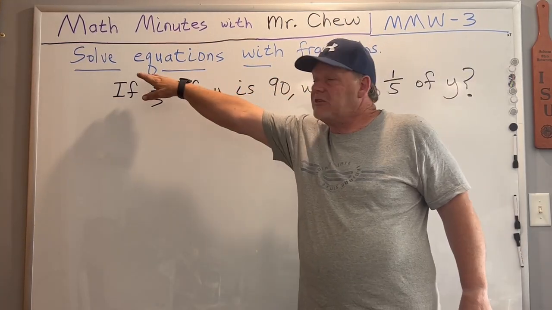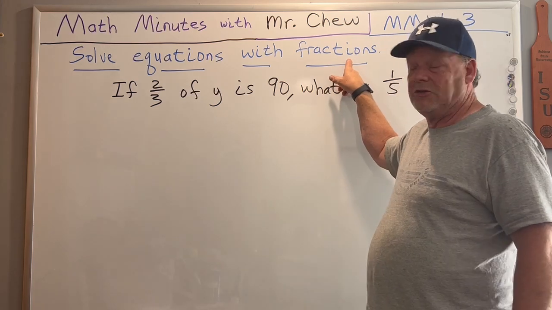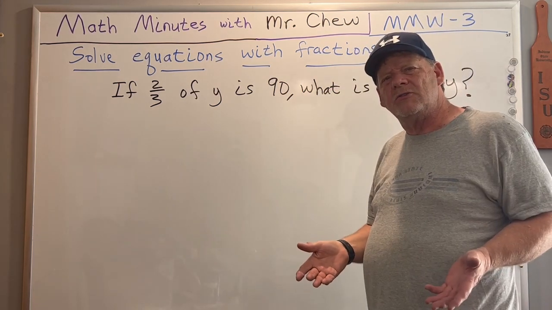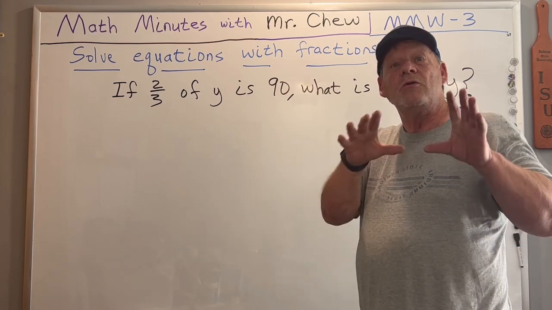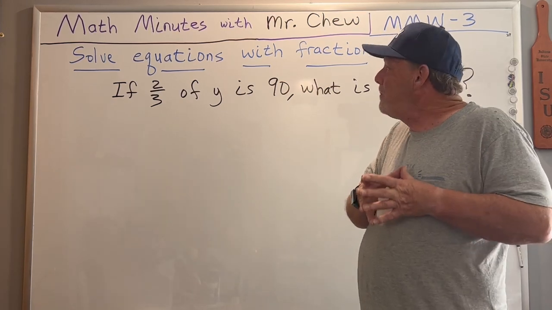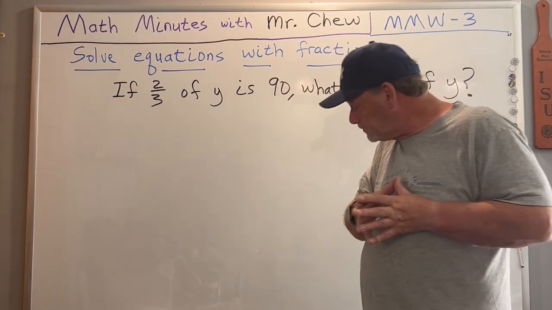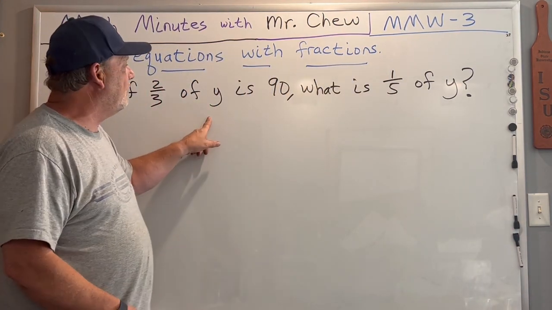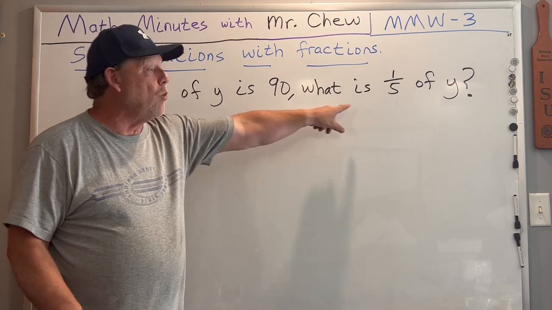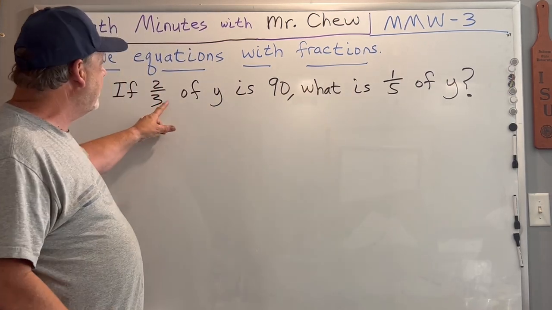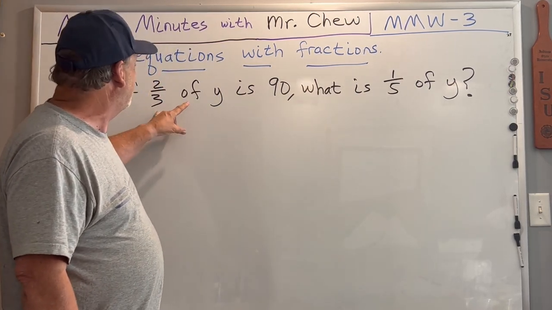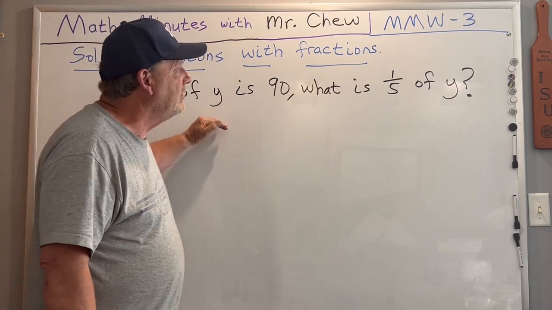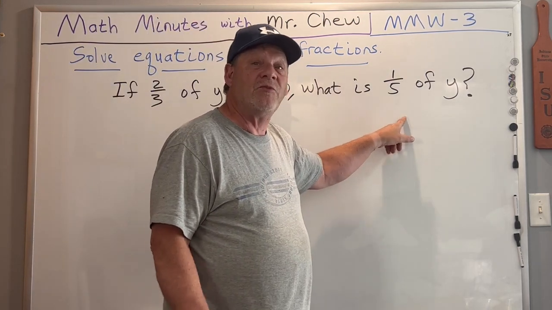So we're going to be solving equations with fractions. So we've got a word problem. We have to write the equation, then we have to solve it, and then it ends up having two steps in it. All right, so it says if 2/3 of y is 90, what's 1/5 of y? So the first thing we have to find is if 2/3 of y is 90, I need to find out what y equals. Then I have to find 1/5 of y.